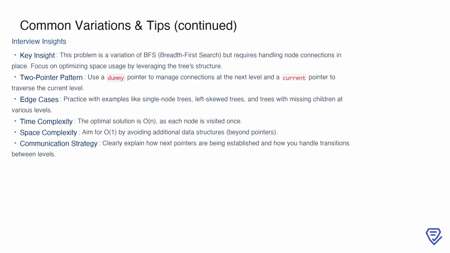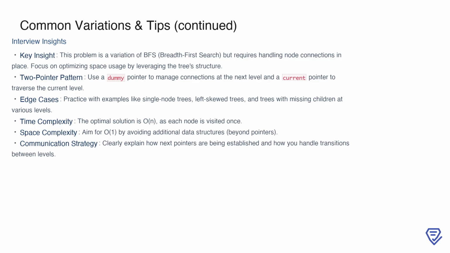This problem is essentially a variation of breadth-first search, but it adds the challenge of connecting nodes in place while optimizing space usage. To achieve this, you can use a two-pointer pattern. One pointer, often called dummy, is used to manage connections at the next level, while another pointer, current, traverses the current level. It's also important to be prepared for edge cases, such as single-node trees, left-skewed trees, or trees with missing children at various levels.